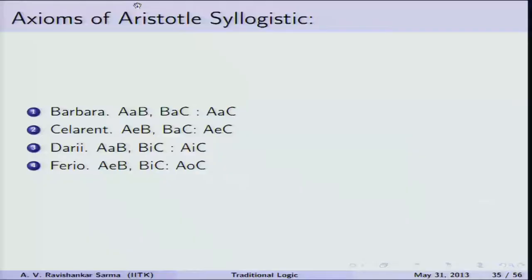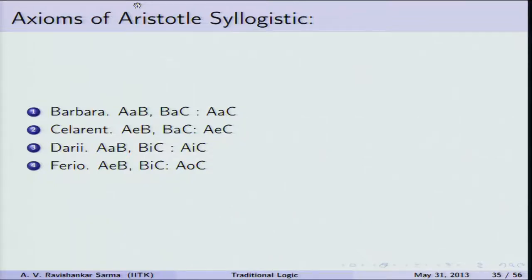So Barbara means AAA propositions: all A's are B's, all B's are C's, then all A's are C's. The other axiom is Celarent: no A's are B's and all B's are C's, so no A's are C's. Darii says that all A's are B's, some B's are C's, and then some A's are C's. Ferio can be read like this: no A's are B's, some B's are C's, and then some A's are not C's.